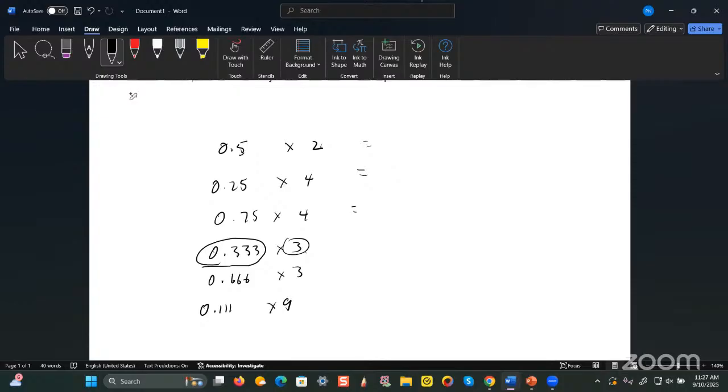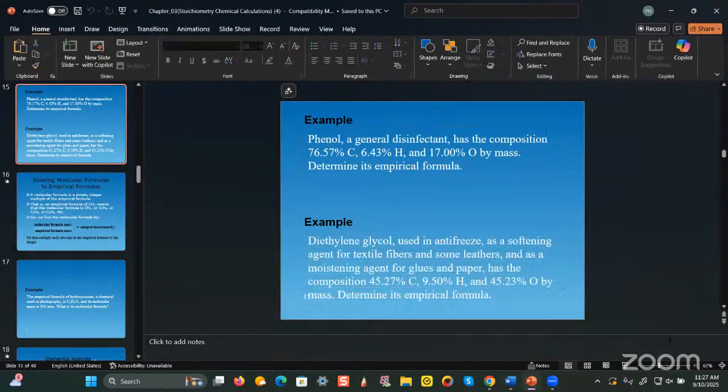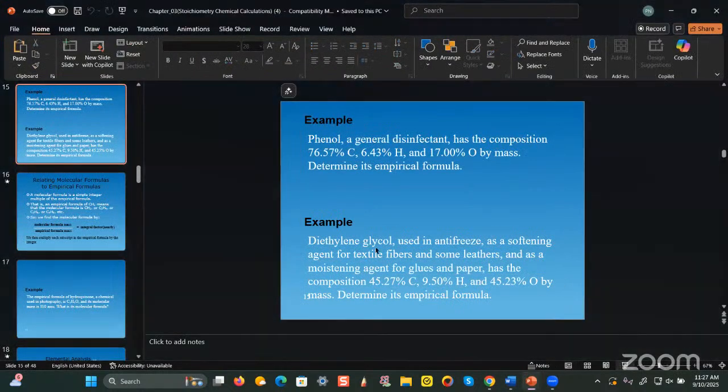Okay, any questions about that example? Any questions? All right, so back to the PowerPoint. So let's see what's next.